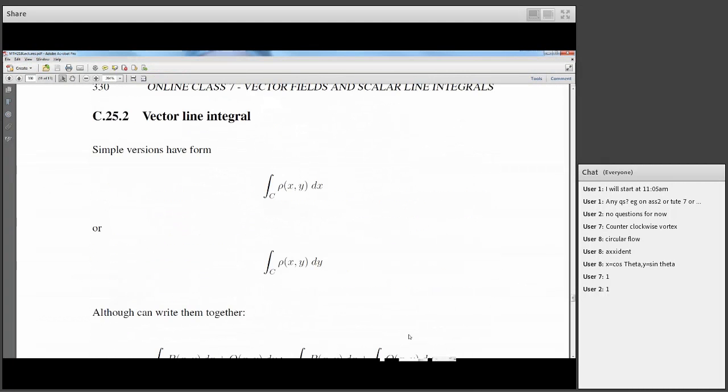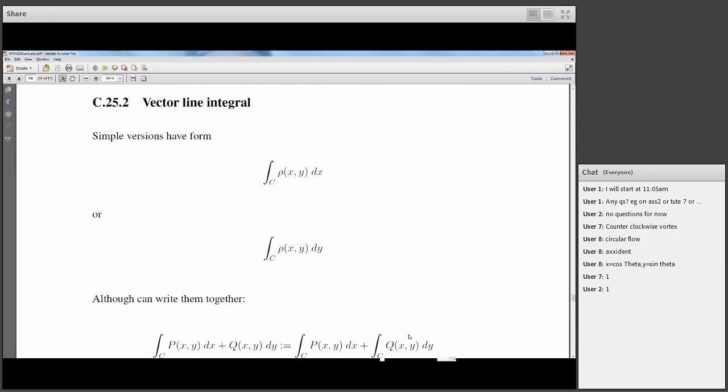So the other type is called a vector line integral. There are a few different forms you can see. The simple form is that you're integrating along a curve, the same idea, but instead of integrating with respect to the arc length, you're integrating with respect to some other variable. So it's integrating a function along a curve with respect to dx or dy. You're adding up the amount of change of x along the curve. That's the total amount of change of x along the curve. This one is the total amount of change of y along the curve.